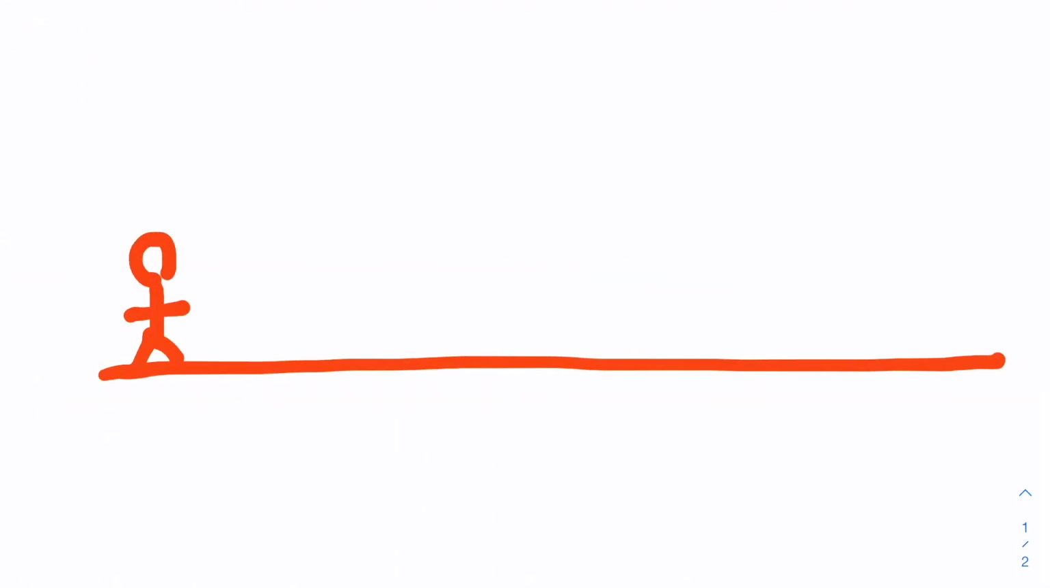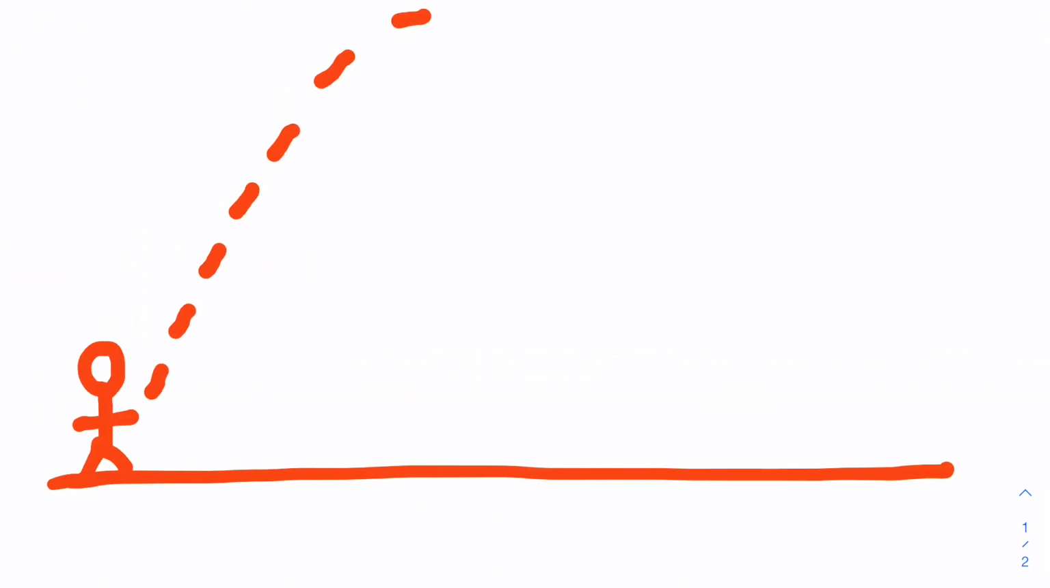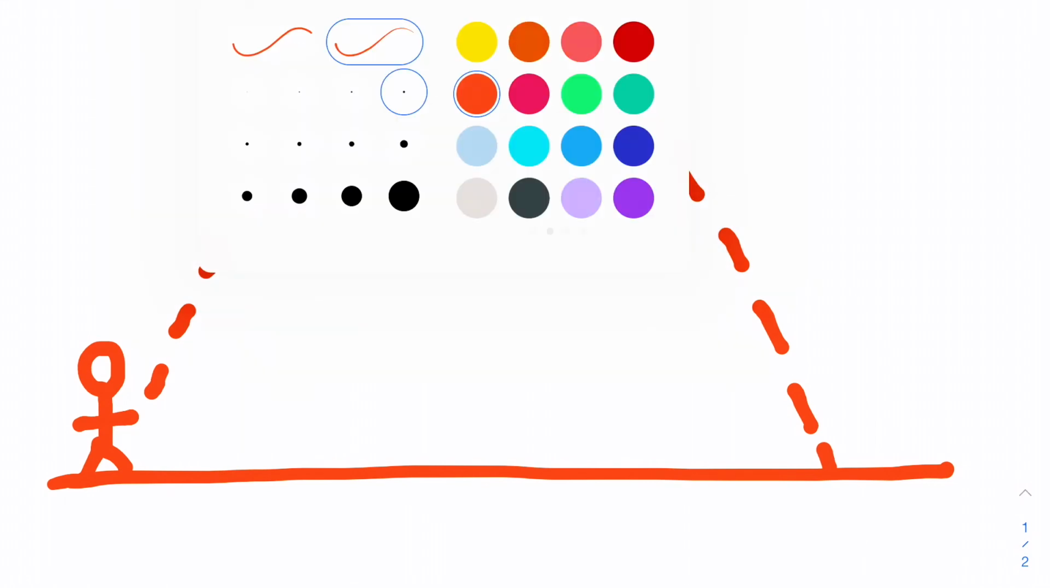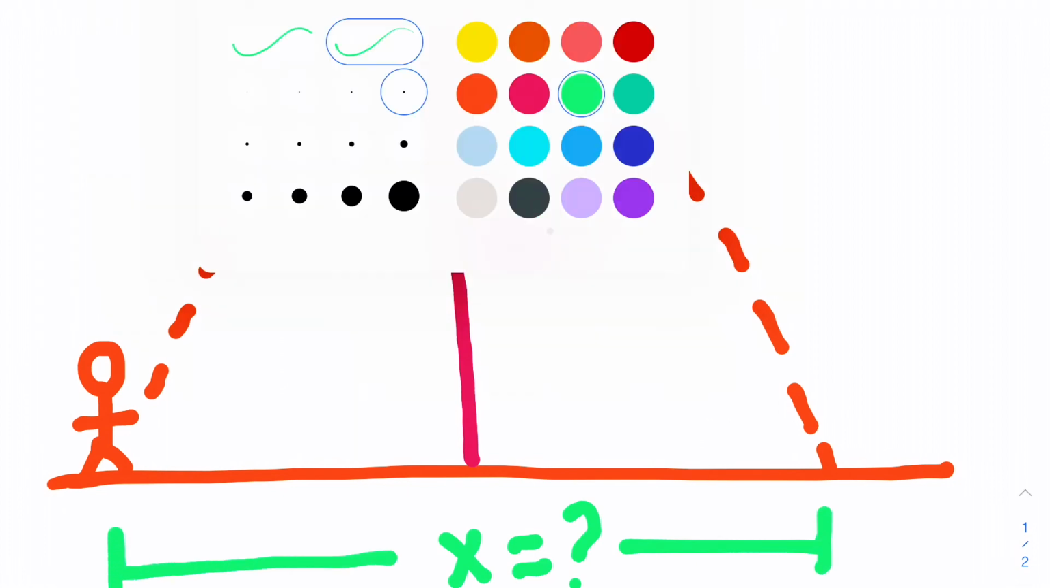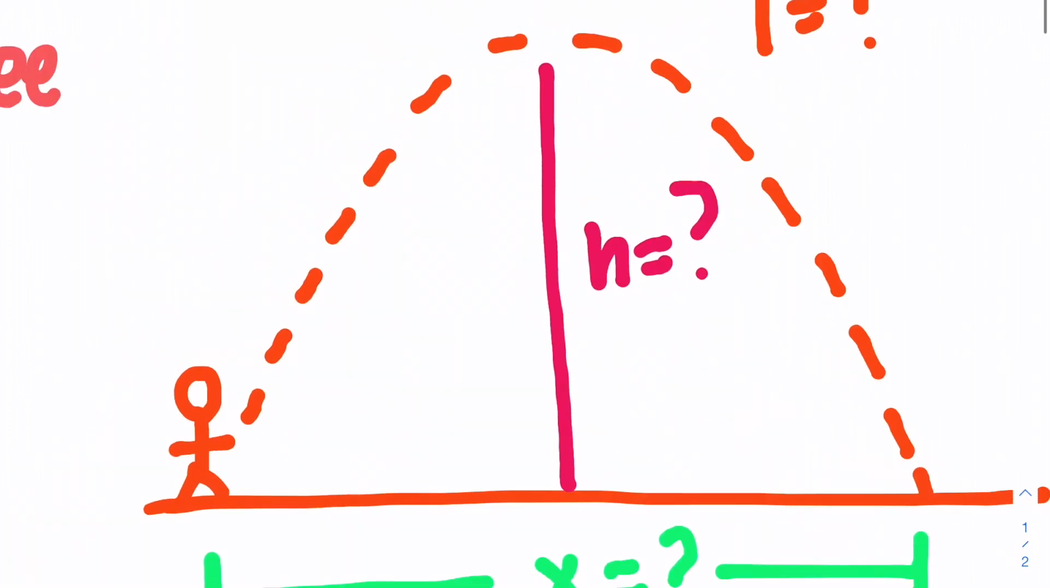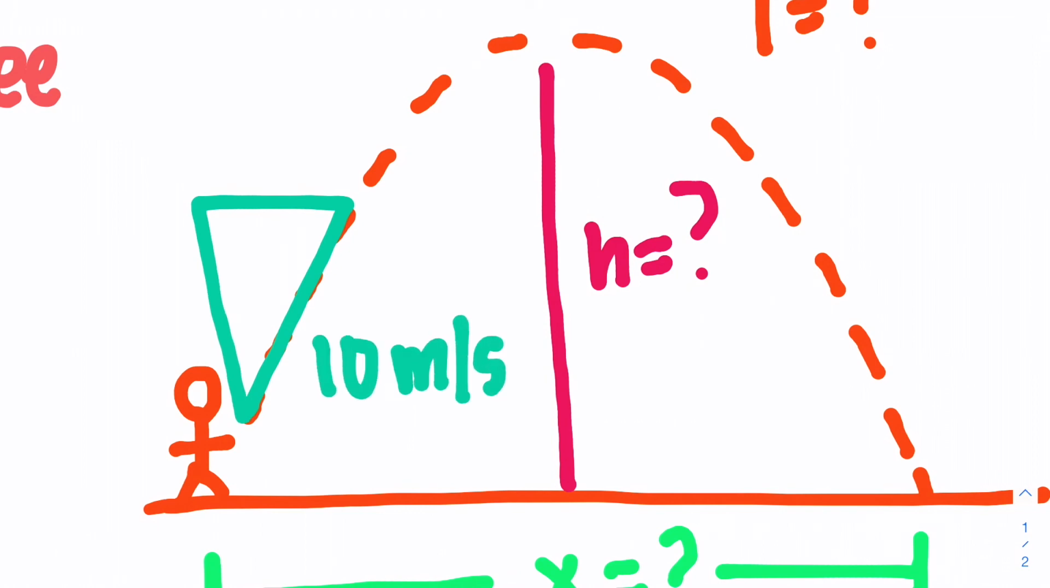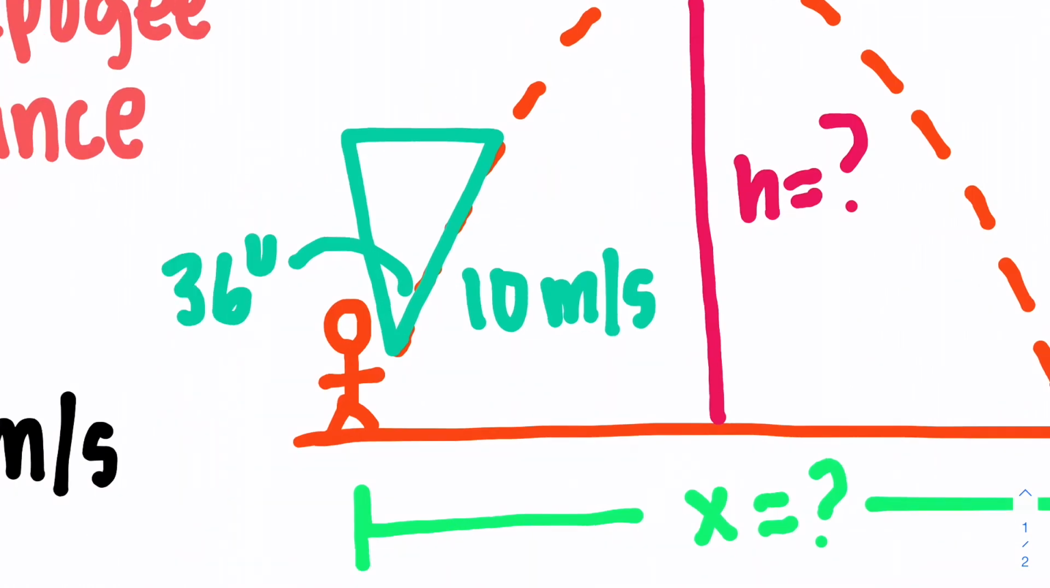The first thing I'm going to do is draw a picture of the projectile. So we're finding the height at the apogee, the downrange distance, and the time it takes. And over here I'm drawing the initial velocity and the launch angle.